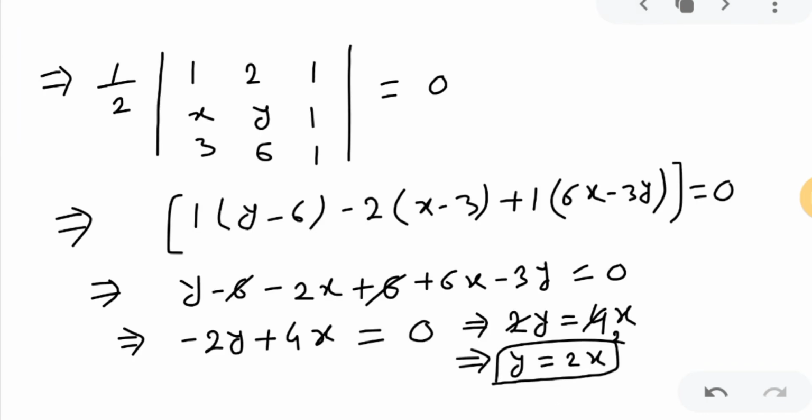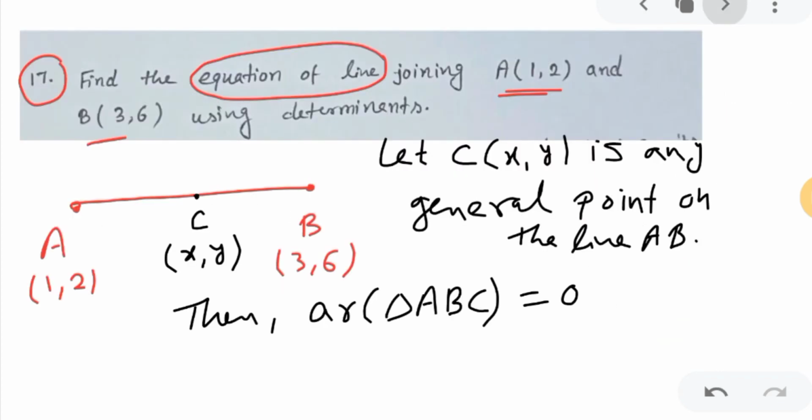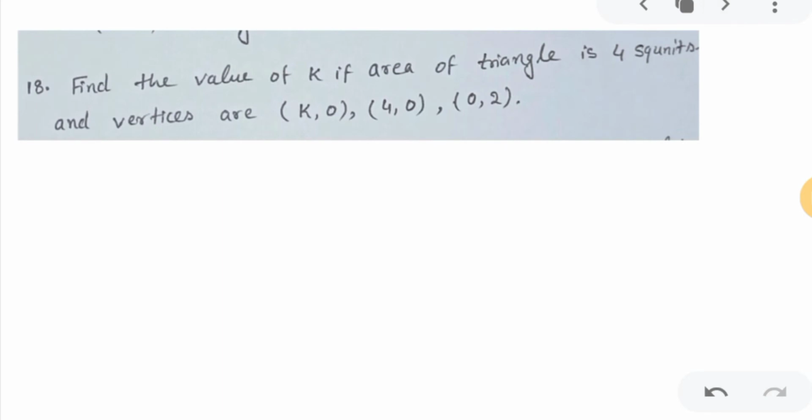As the last statement you will write: this is the required equation of line AB. After this you will write this statement, correct? y is equal to 2x. This is the required equation of the line AB, and that will be your answer. So I hope you understood the concept. Now the next question, number 18.